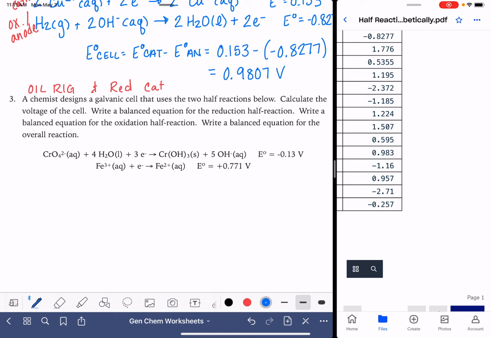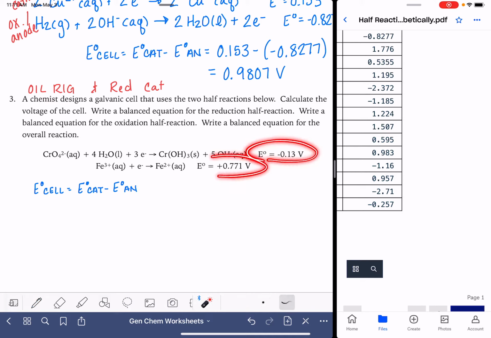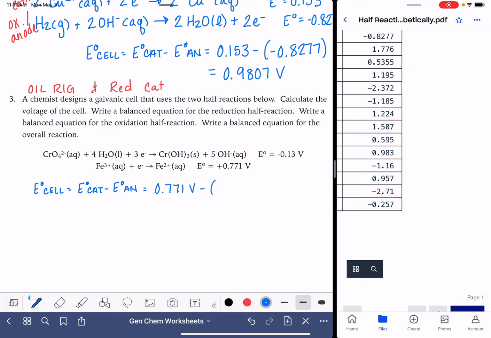So we're going to start by calculating the voltage of the reaction. E cell is cathode minus anode, and as we do this, we're going to remember that the voltage has to be a positive number. So we want to plug these two numbers into this equation in a way that's going to give us a positive answer. And again, there's only one way to plug them in and get a positive answer.